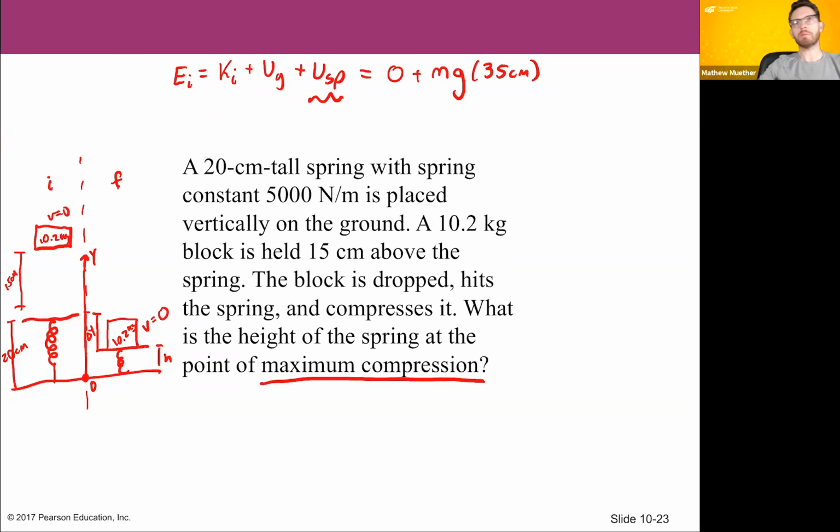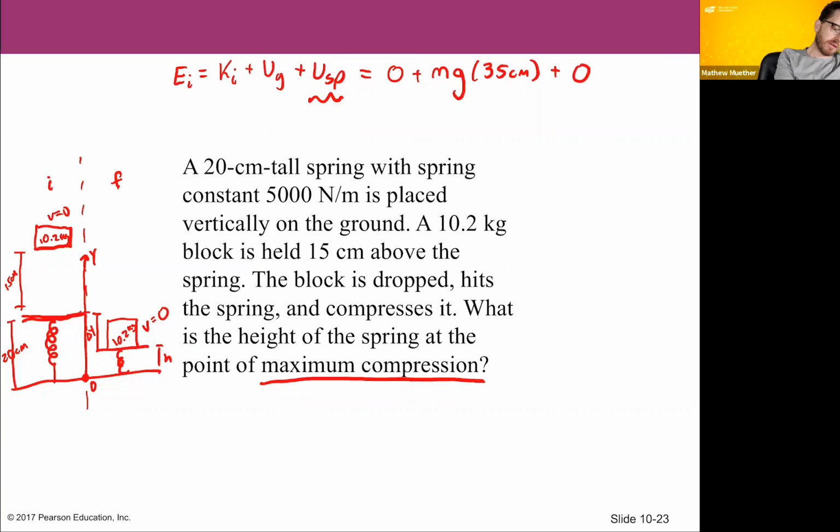What's the initial spring potential energy? Can you guys tell me what the initial spring potential energy is? I see 0. Why is it 0? Well, the spring is at its equilibrium position. The spring is not being compressed or expanded initially. So that means I have 0 initial spring potential energy.